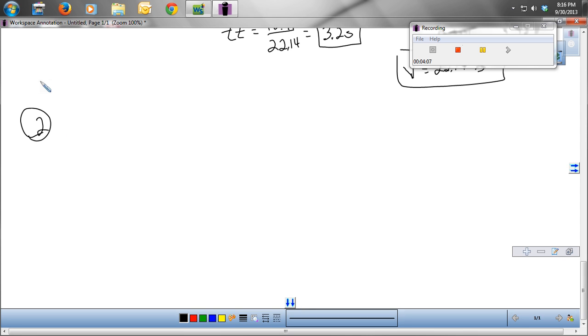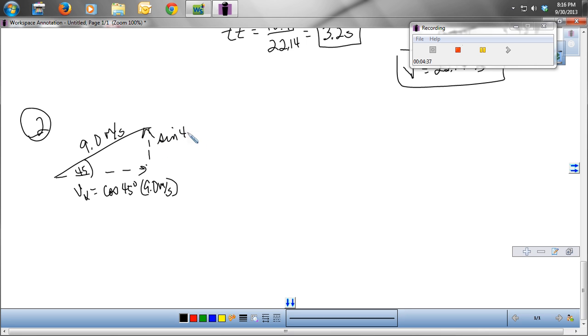The second one says we have a football that's thrown at an angle of 45 degrees. Initial speed is 9 meters per second. It's not on Earth, so I don't know what the gravity is. But I can find Vx by doing the cosine of 45 times 9 meters per second. And Vi is going to be the same because I have a 45, 45, 90 again. So this is going to be the sine of 45 degrees times 9 meters per second.